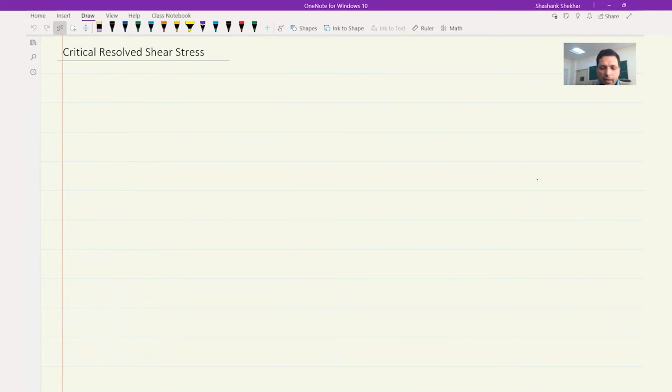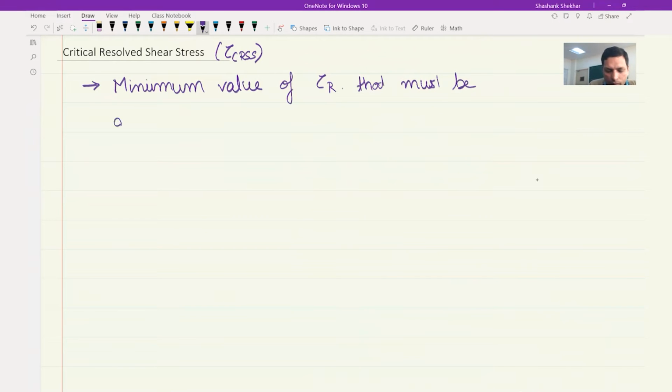So what is the critical resolved shear stress? This is the minimum value of tau r, which we will call tau CRSS, that must be applied for the dislocation to move. So this is a minimum or threshold value. Critical resolved shear stress is a minimum, critical, or theoretical threshold that tau r must reach before the dislocations can start to move.